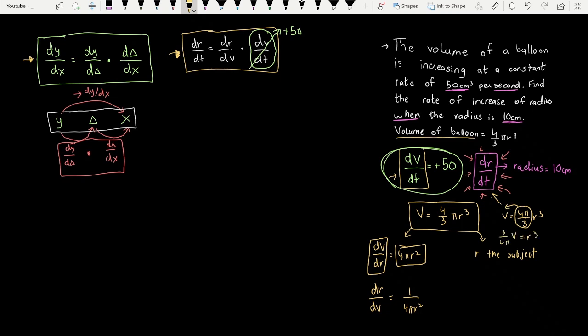And then if we send the cube over there to the other side, it's going to be r equals the cube root of 3 over 4 pi v. Okay, that's going to be the cube root when we send it over there. And I know you may be like, well, this doesn't look anything like this over here. That's because you still have to differentiate it. You made r the subject.